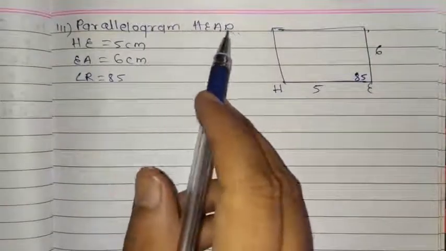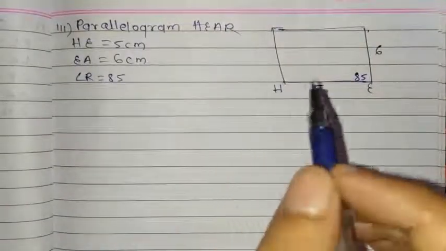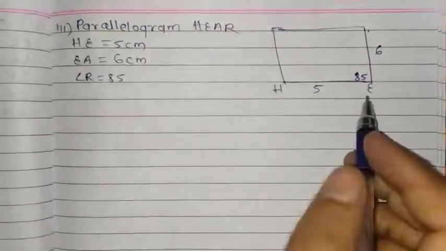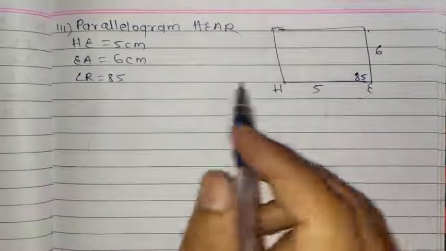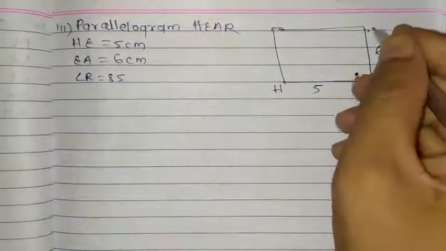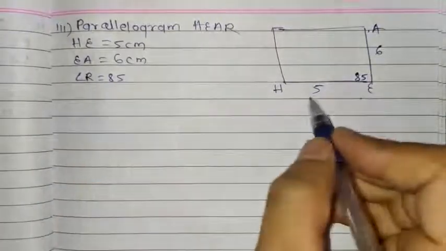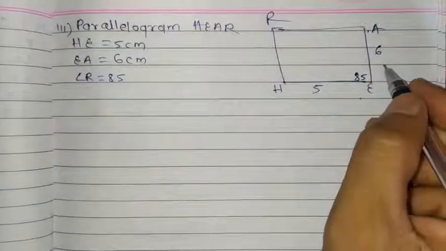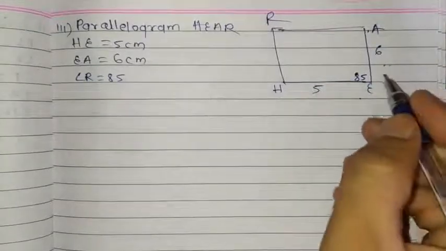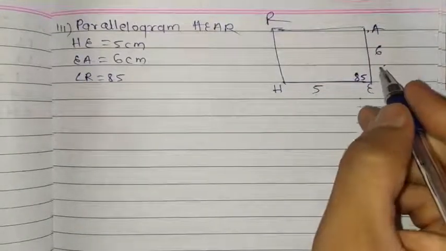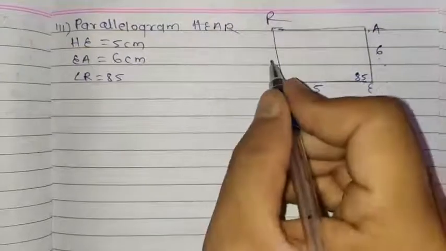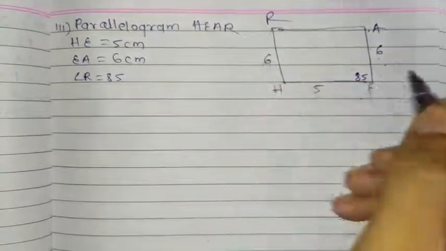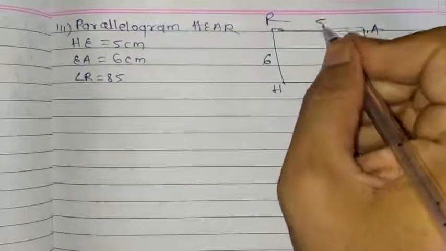So in the parallelogram HEAR, here we have to design the parallelogram. For that, HE is given 5 centimeter, and EA is given 6 centimeter. As you know, in a parallelogram opposite sides are the same. So this is 6 centimeter, this one will also be 6. This is 5, this will also be 5.